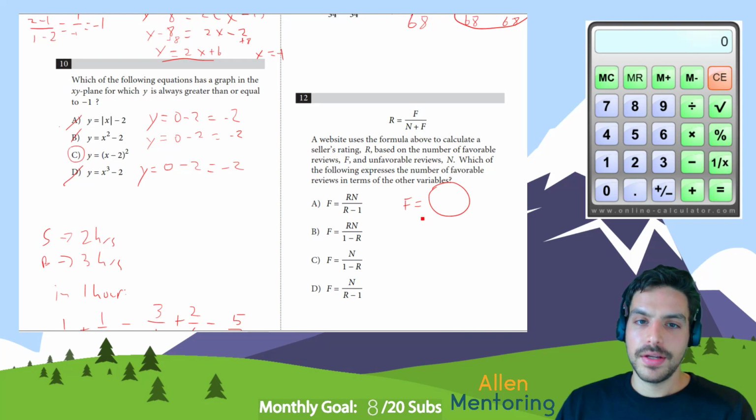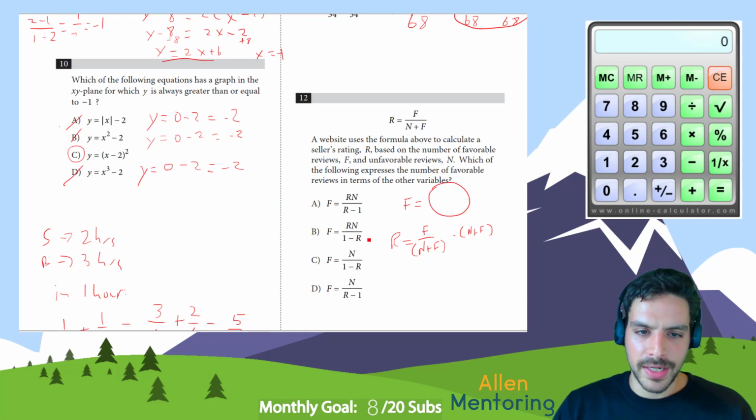So how do we isolate F? Well, it's actually not as easy as it looks, right? Because we have F in the numerator and denominator. All right, so maybe the first step that we can do is we want to get rid of this fraction. So let me just rewrite this. R is equal to F over N plus F. In order to isolate this F in the numerator, I can multiply both sides by N plus F, because that'll help me get rid of this denominator right here, N plus F. Okay, so this cancels out and this cancels out. And so now I have N plus F in parentheses, and I have R multiplying that is equal to F.